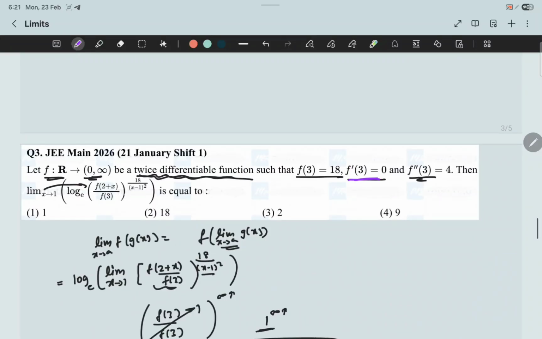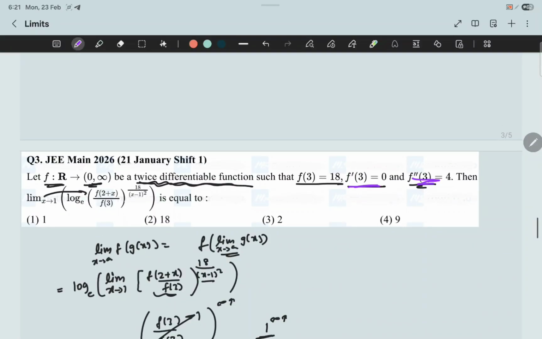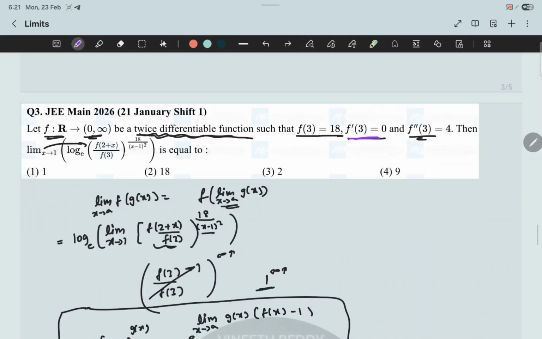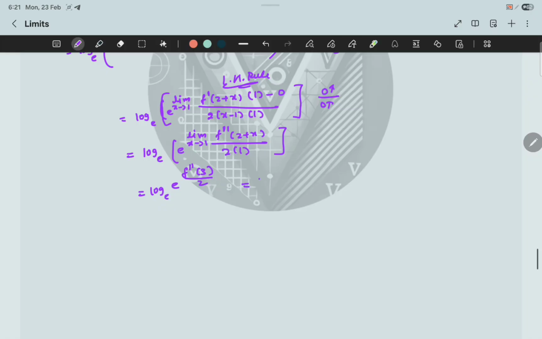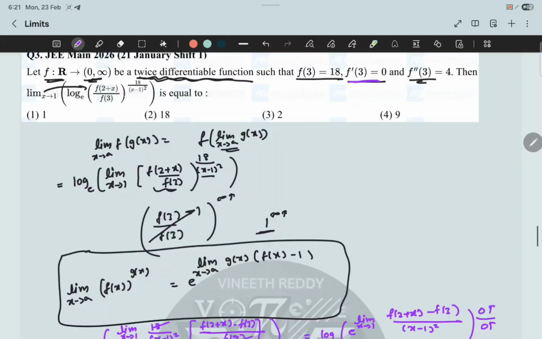What is f double dash of 3? F double dash of 3 is 4, I think, right? So we can write this as log e power 4 by 2, which is e square. So we get ultimately log e square to the base e, which is nothing but 2 log e to the base e, which is nothing but 2 into 1. So the answer should be 2. Do we have that as an option? Perfect. We have option 3 as 2.